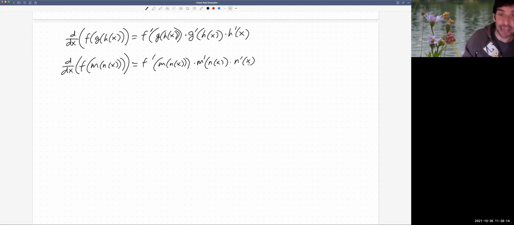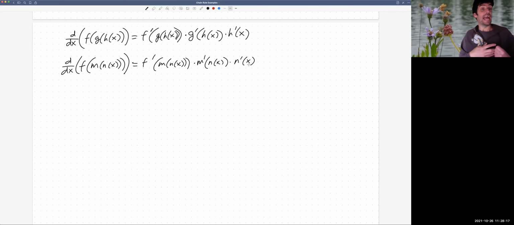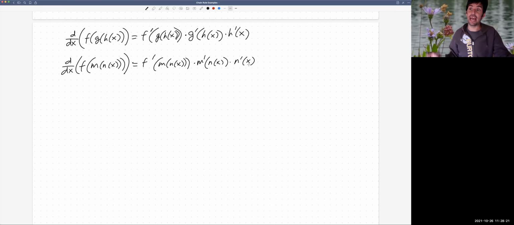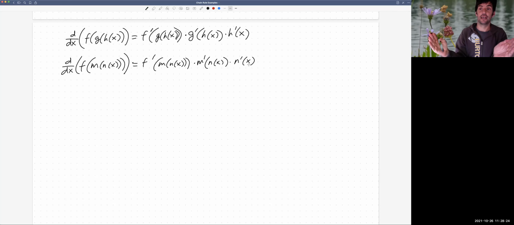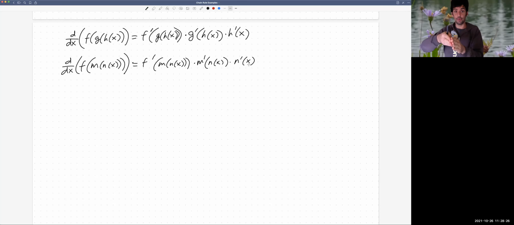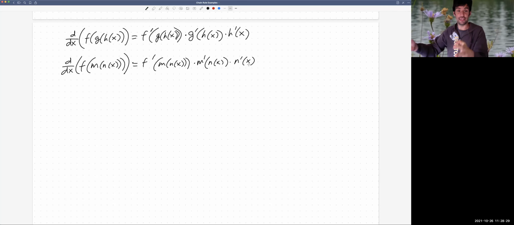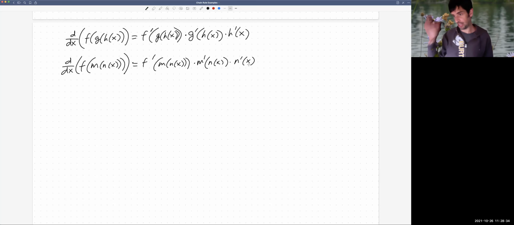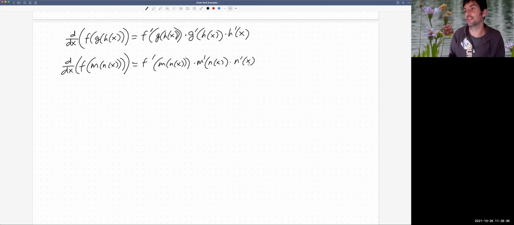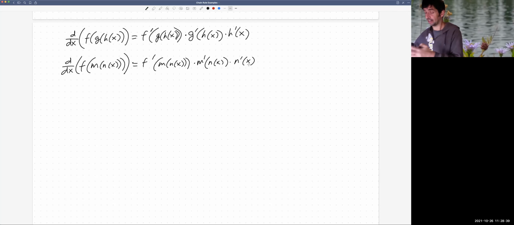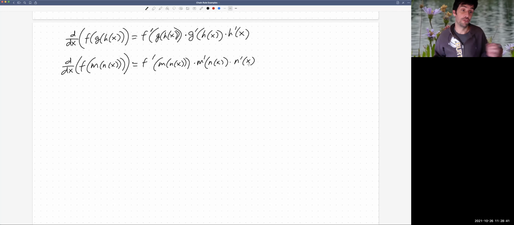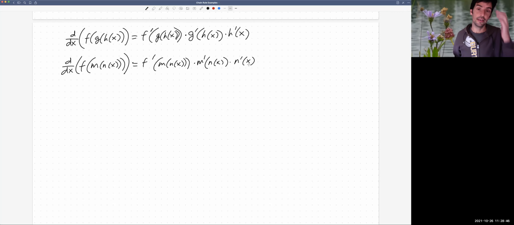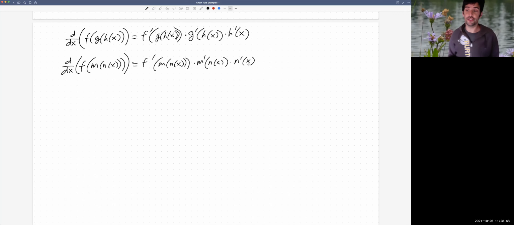times m prime of n of x times n prime of x, right? And if you had 8 functions nested, you'd get the derivative of the outside function, leaving everything alone, times the derivative of the next one with everything inside of it, and you just keep going, right? It's this nested doll thing. You just keep the derivative of the outer thing, leaving the inside alone, then the derivative of the next inner thing, leaving everything else alone, and on down the road, right? So however many functions we end up with, we can use the chain rule over and over. You just have to organize, right?